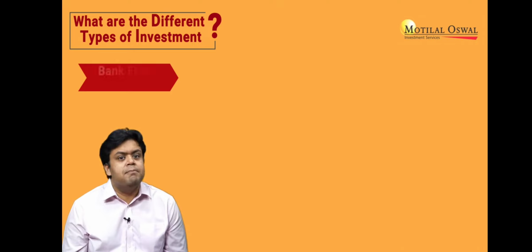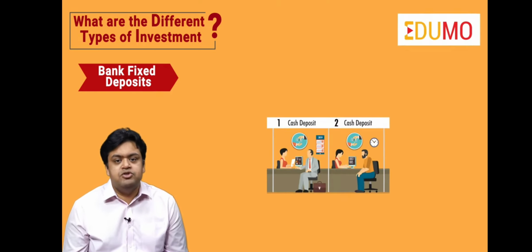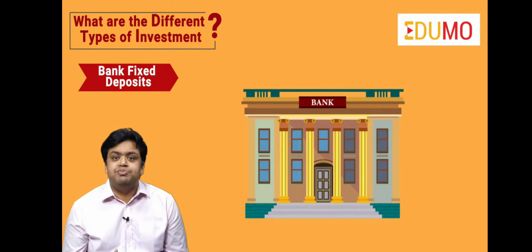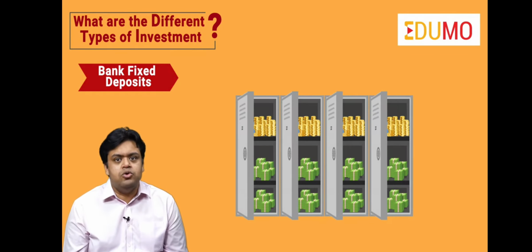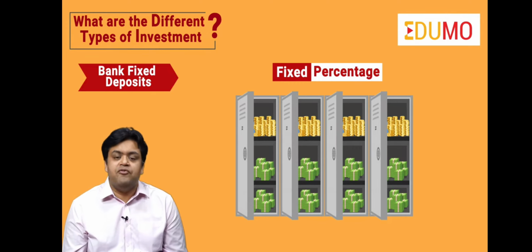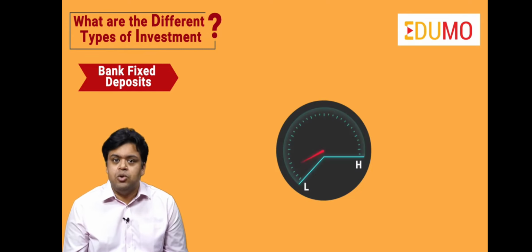Next is bank fixed deposits. This is the deposit made by an individual in a bank account which promises to pay back the account holder a fixed percentage of interest along with the principal amount. This has an extremely low risk.